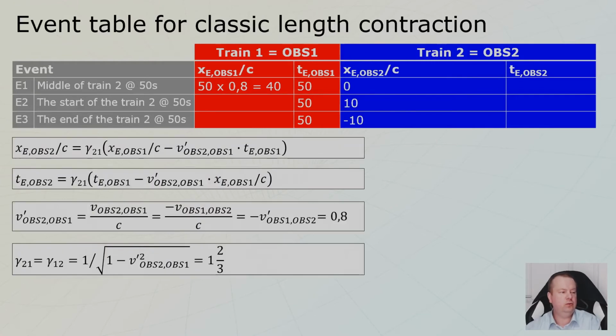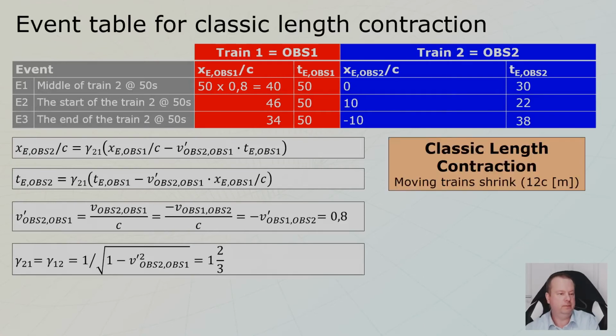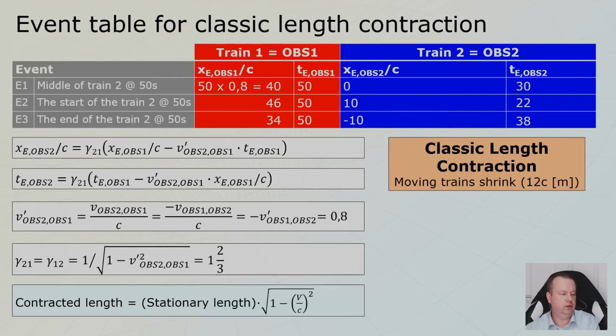And now it's just, you know, again, let go of your intuition. I let my intuition interfere. Don't do this. Trust the math. Just punch in the numbers and you can calculate 30, 46, 22, 34, 38. But still, if you plot this in the space-time diagram, it's much more intuitive than taking the words, and much more intuitive than using the math. Classic length contraction. Here it is.